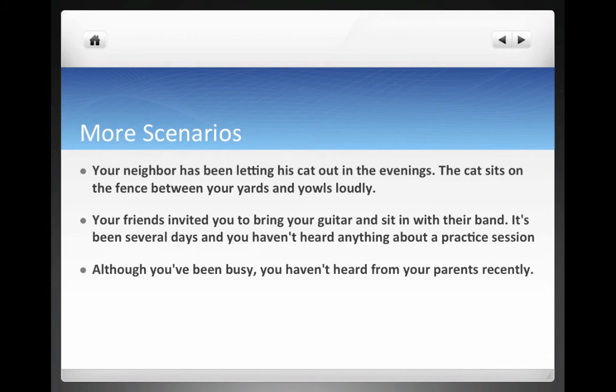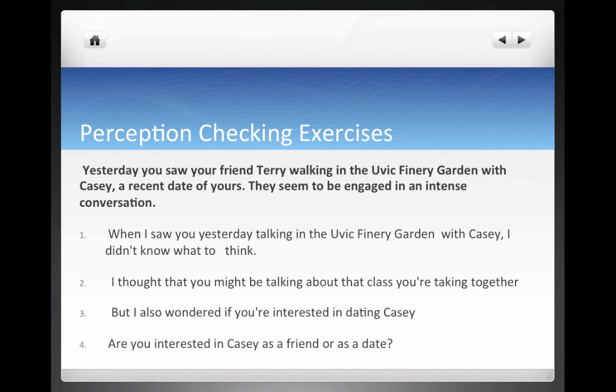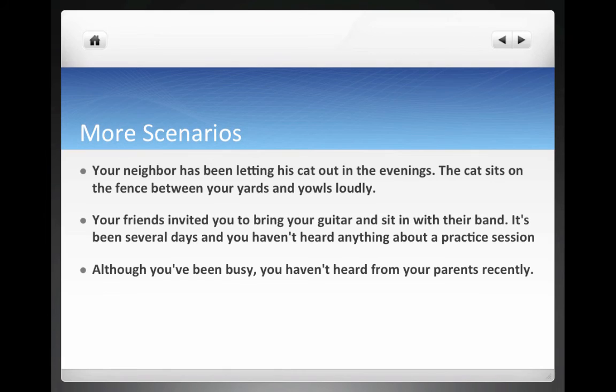So the 3 steps of perception check are: clearly describe the behavior, come up with 2 possible interpretations, and ask for clarification. I hope you understood clearly how to apply perception check to avoid misunderstanding. Okay, I will give you these 3 more scenarios to do in your homework, and then we will discuss later on.